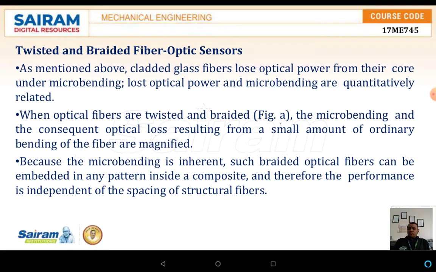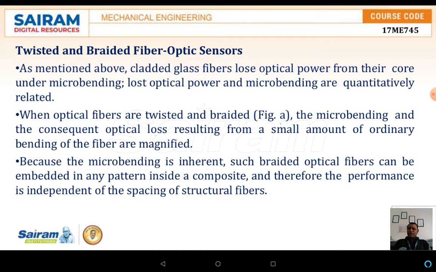As mentioned above, the cladded glass fiber loses its optical power from its core under micro bends. The lost optical power and the micro bend are quantitatively related. See here, when the optical fibers are twisted or braided, the micro bends and the consequent optical losses resulting from the small amount of ordinary bending of the fiber are magnified.